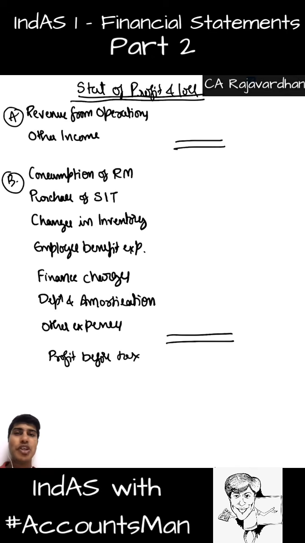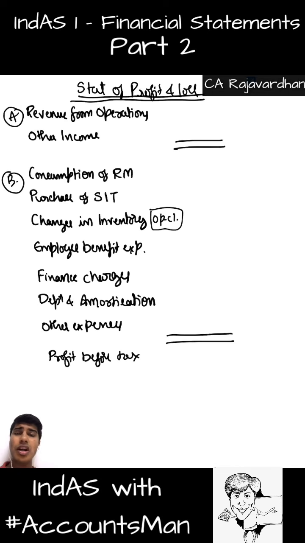Part B will have consumption of raw material, purchase of stock in trade, changes in inventory. Changes in inventory is always opening minus closing. Yeah, not closing minus opening. Done. Then employee benefit expenses, finance charges, depreciation and amortization expenses and other expenses. Entire thing is same as schedule 3, no difference.